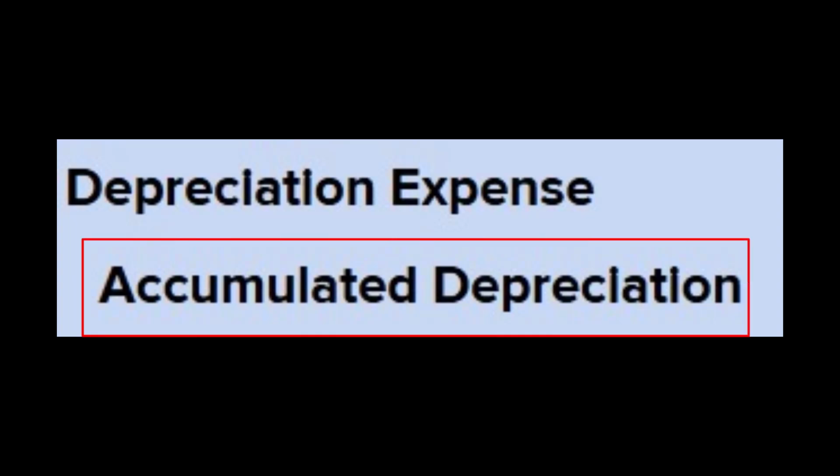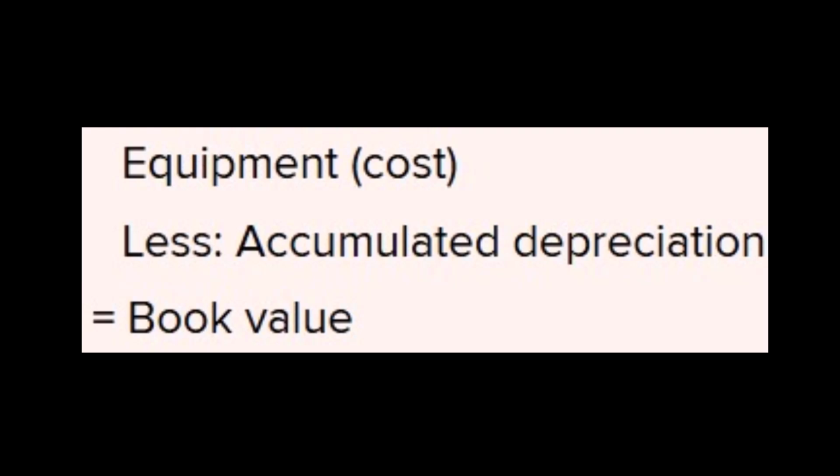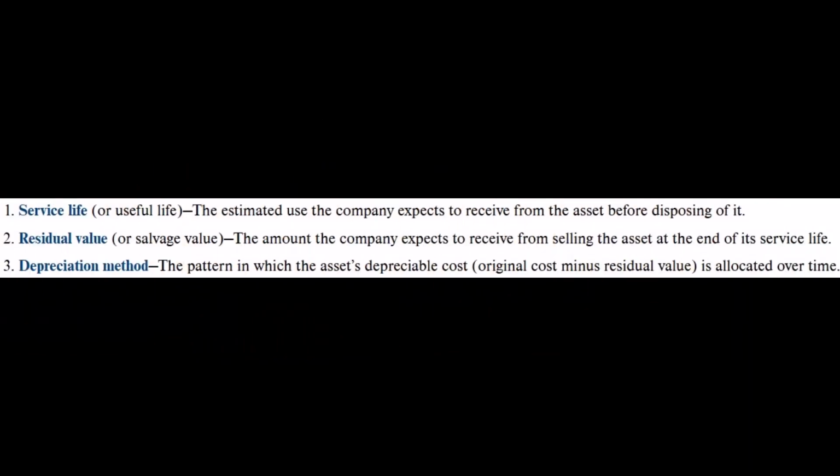The journal entry each period is a debit to depreciation expense and a credit to a special account called accumulated depreciation. Accumulated depreciation is a contra-asset account, meaning it offsets the asset's cost on the balance sheet. The original cost minus accumulated depreciation gives us the asset's book value. To calculate depreciation, we need to know three things: the asset's service life, its residual value or salvage value, and the depreciation method we're going to use.